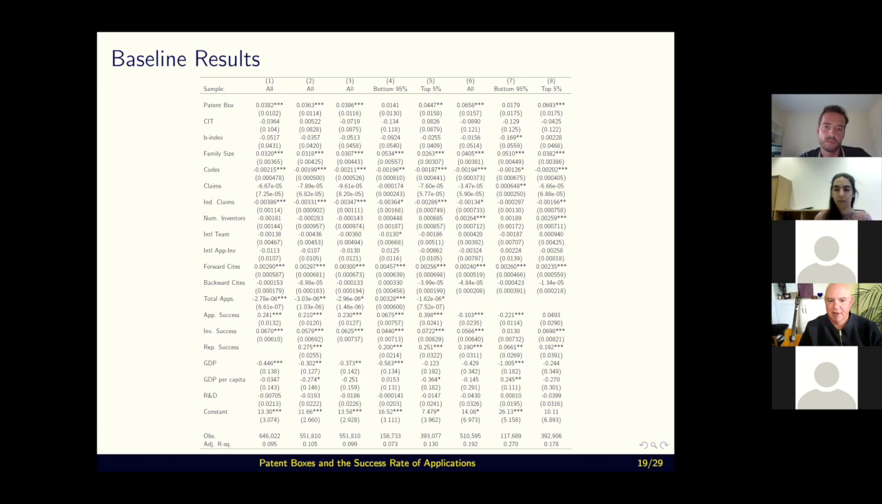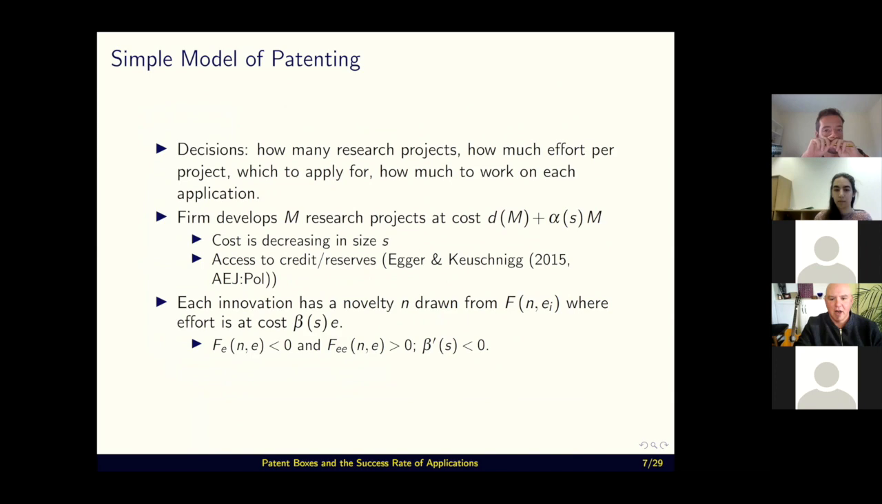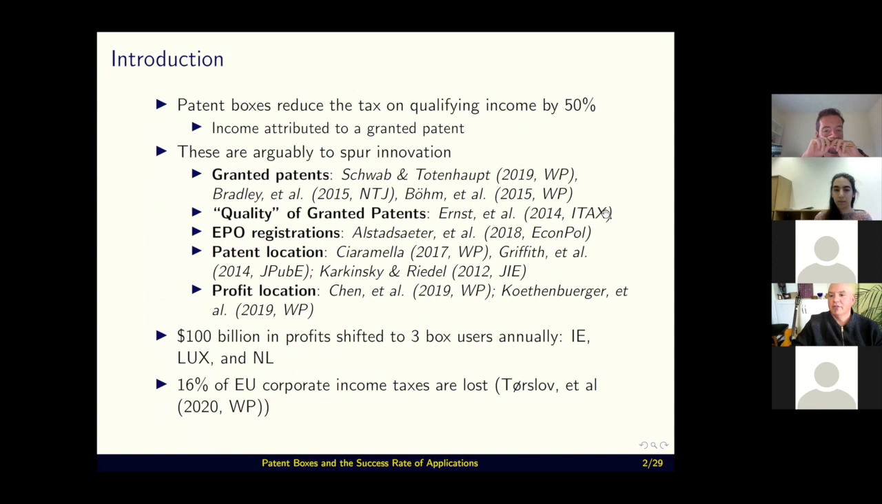The only one I can think of that tried to go after novelty directly is Ernst et al., I think in a 2014 ITACS paper. They created a quality index using principal component analysis and boiled down forward citations, I want to say family size, so the number of offices, and something else.